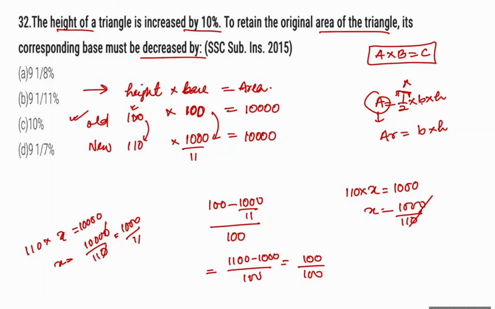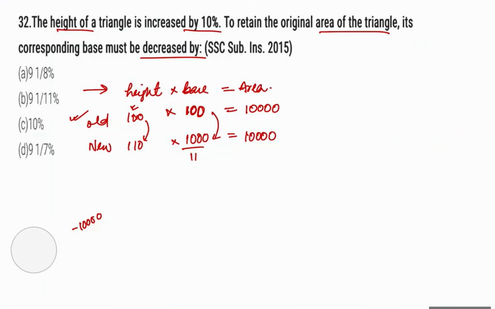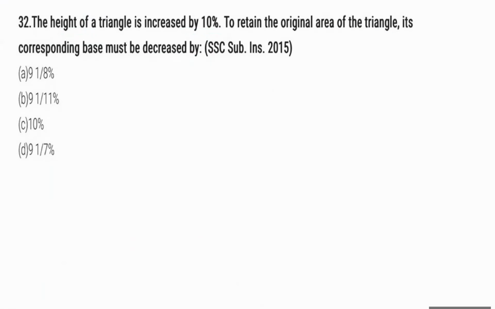Sorry, there is a calculation error. It is a complicated base. The 10% increase and decrease is a question we often see in PCM.